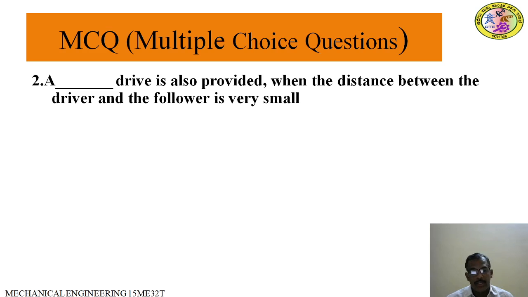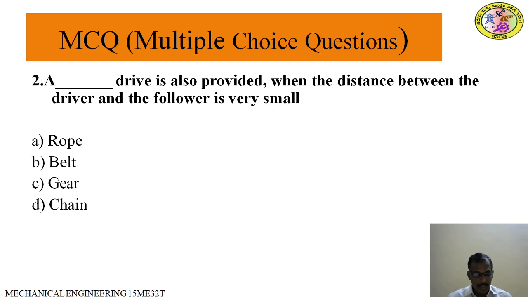Okay. Now, second question: a dash drive is also provided when the distance between the driver and the follower is very small. Option A, rope; option B, belt; option C, gear; option D, chain. And the right answer here is gear. So a gear drive is also provided when the distance between the driver and the follower is very small. If small center distance is there between the two shafts, then we have to go for the gear drive only.